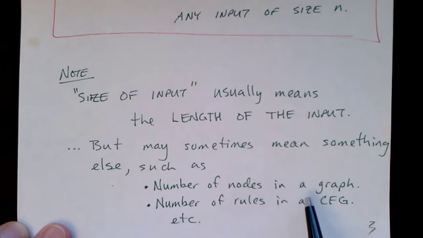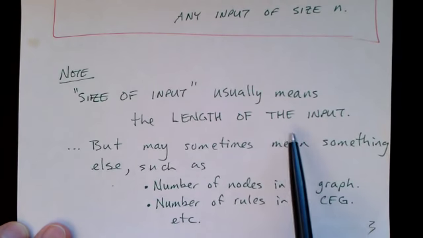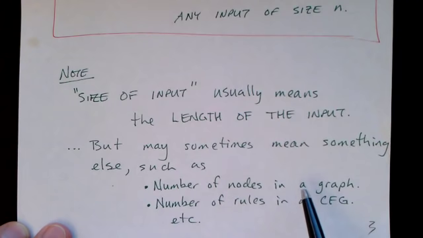And in these cases, it might be easier to find a function that is in terms of the nodes in the graph, or the rules in the context-free grammar, or some other aspect of the problem. But the length of the input is generally closely correlated with those things anyway.